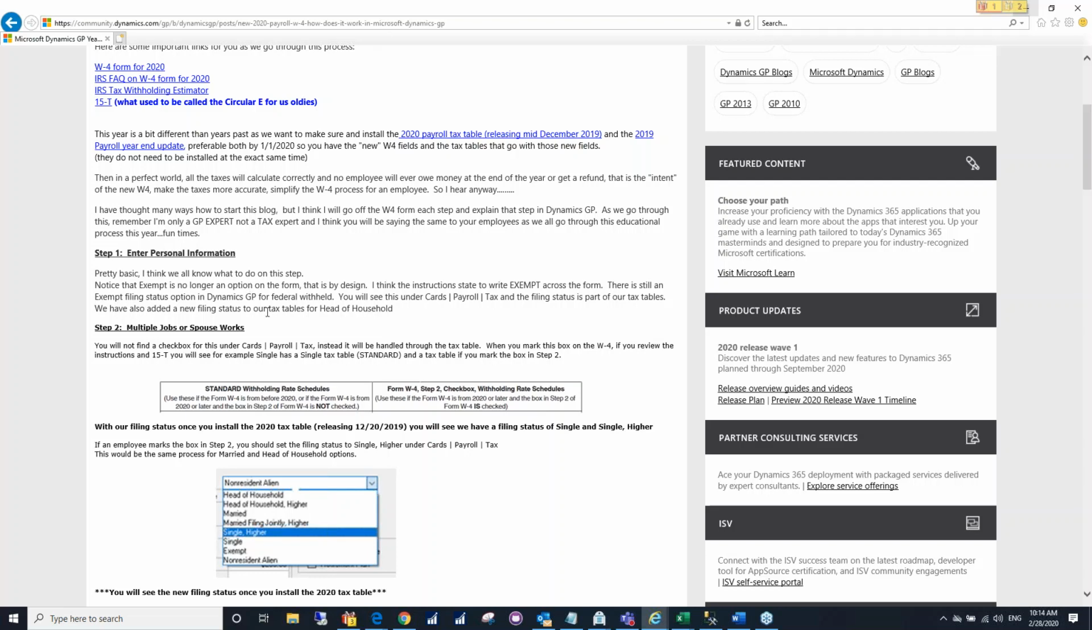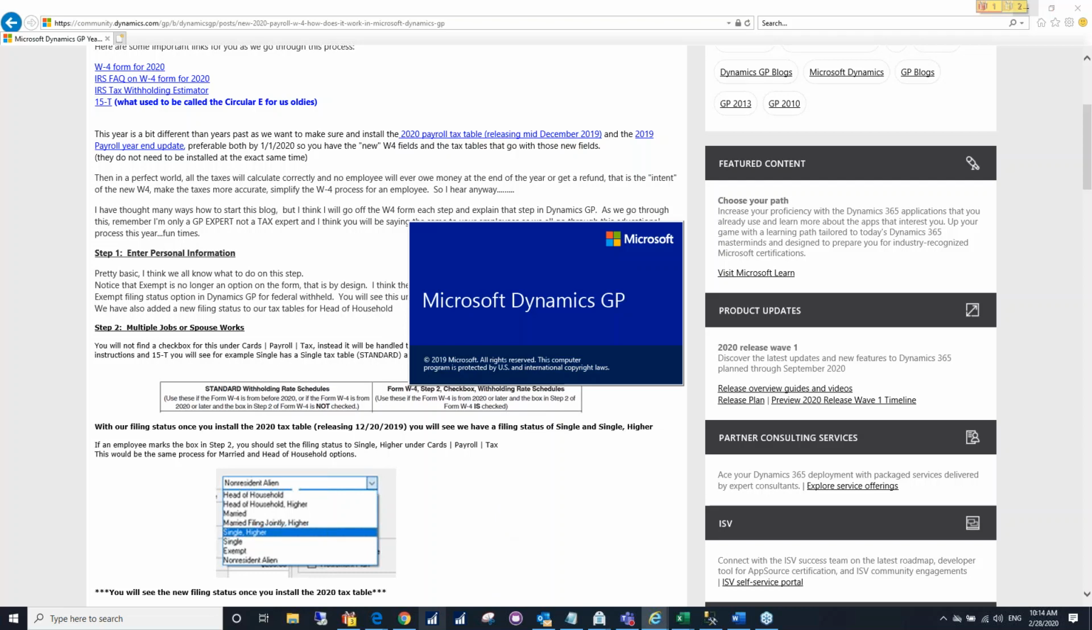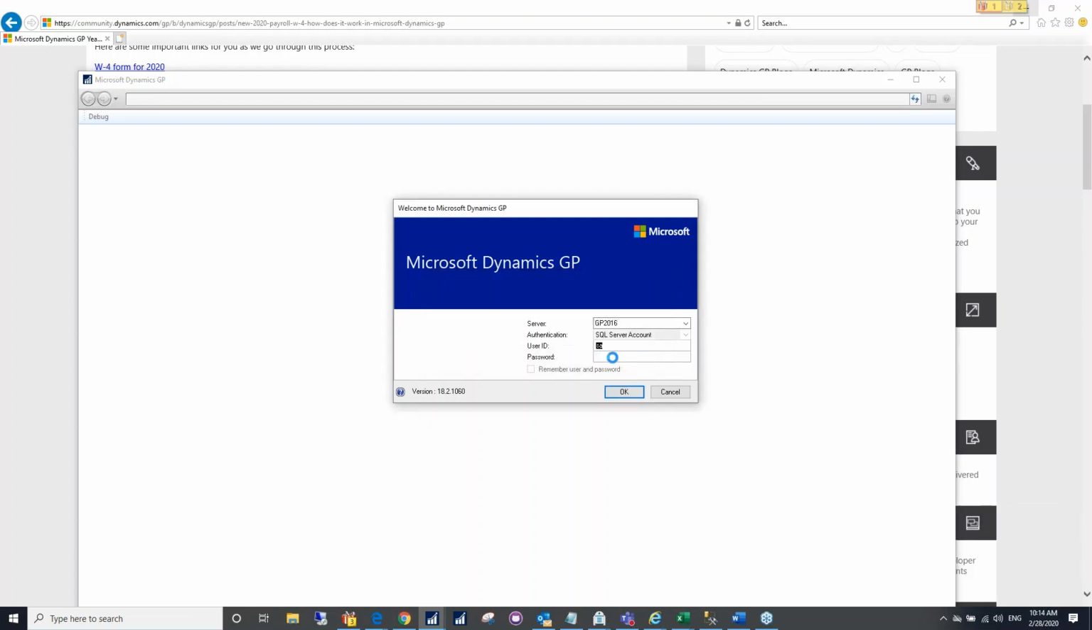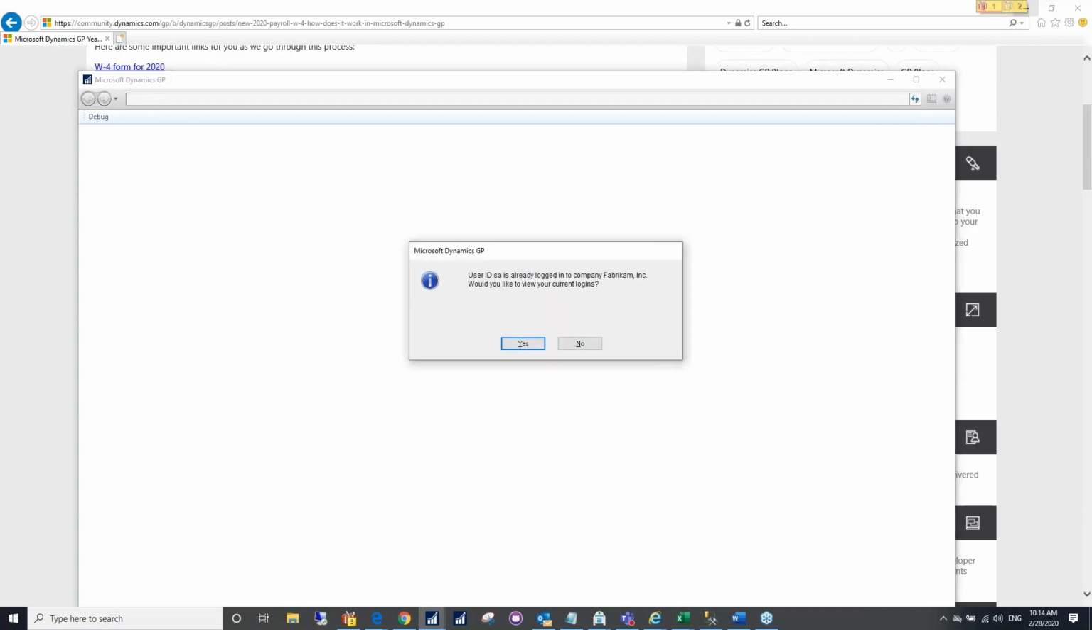So there's really two pieces to this. When Deb installed the year-end update, that's one piece of this. So I'll log in here to my GP. At year-end, you received an update that contained information that changed under Cards Payroll Tax.